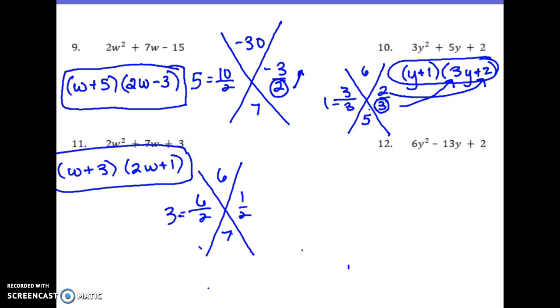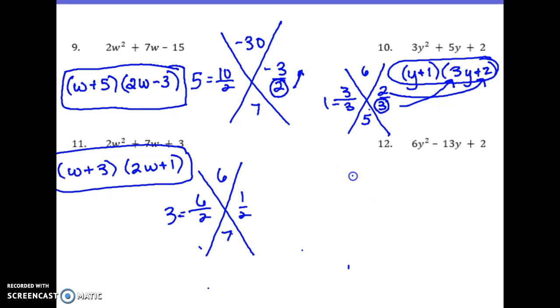So I want you guys to try some. Why don't you try up to number 14. Try 12 and 13. Pause the video, and then I'll do 14 because 14 is an example that has the greatest common factor. So pause it. Now you can come back.